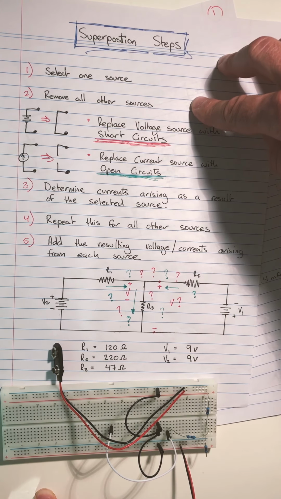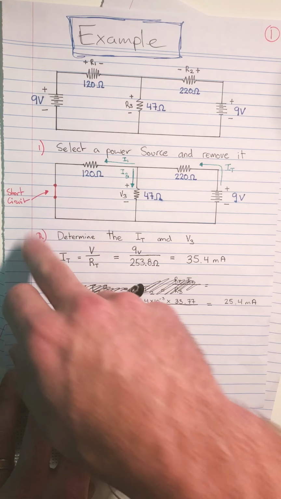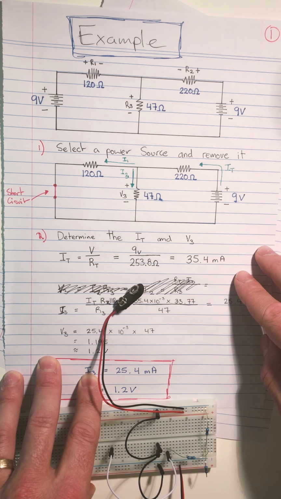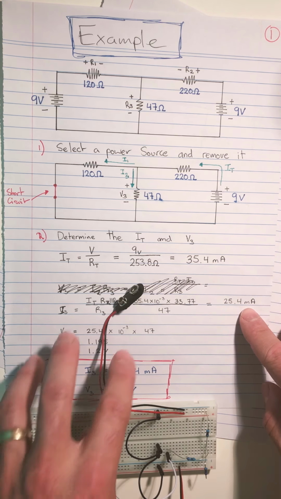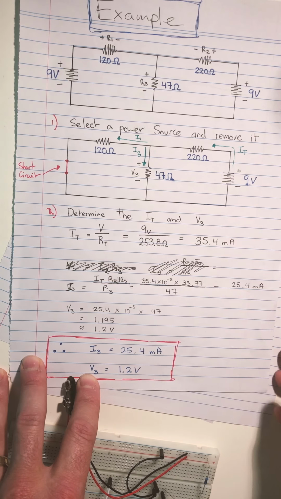So here I have an example. We've got two 9-volt power sources. I've selected my source here and I've applied a short circuit for the other source, and then I've used Ohm's law, the current divider rule, to then determine the current and the voltage drop across a 47 ohm resistor. I then calculated the current to be 25.4 milliamps and the voltage to be 1.2 volts.